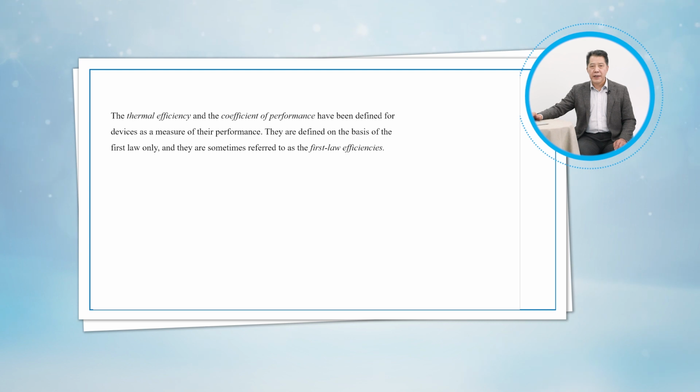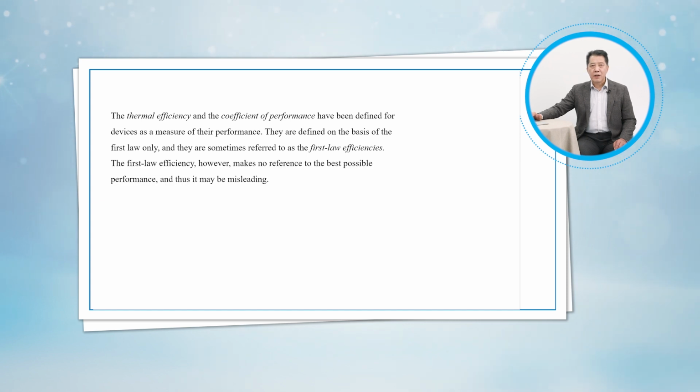The topic of this task is about the second law efficiency. We defined the thermal efficiency and the coefficient of performance for devices as a measure of their performance. They are defined on the basis of the first law only, and they are sometimes referred to as the first law efficiencies. The first law efficiency, however, makes no reference to the best possible performance, and thus it may be misleading.